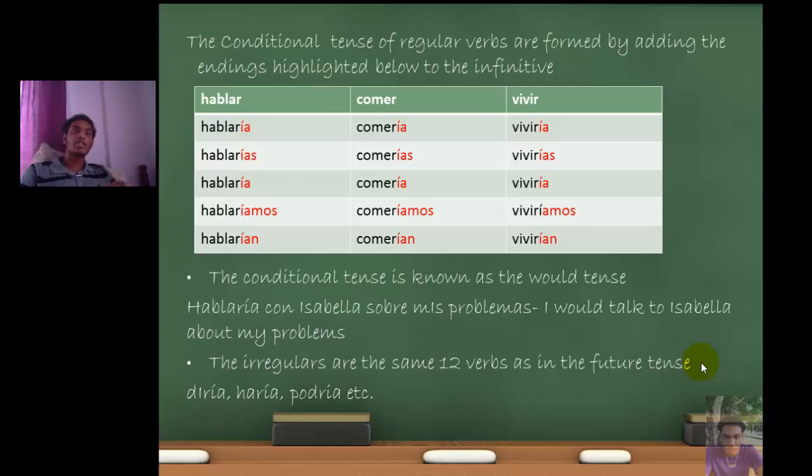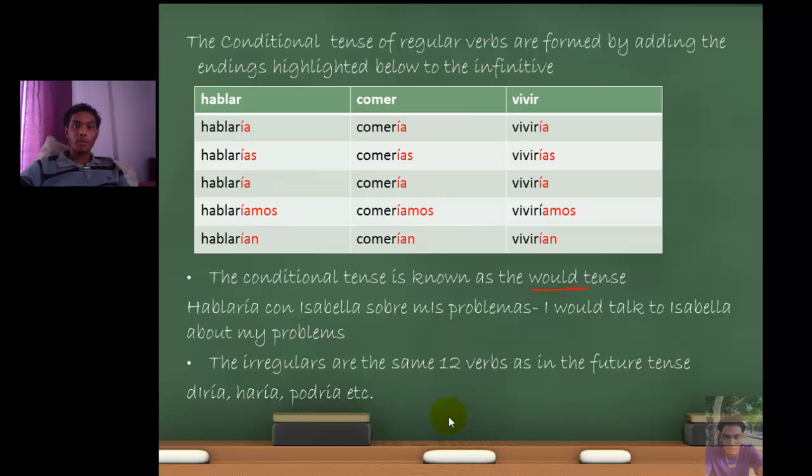Now we're on to the conditional tense. This tense is a bit complex to use, and I use it very frequently, but it's a bit complex at times and hard to understand, so I've tried to summarize it as best as I can if you just read the slides, right? Generally, this just is the would tense. Everything with would more or less be used with this tense, right? So, hablaría con Isabela sobre mis problemas. I'll talk to Isabella about my problems.